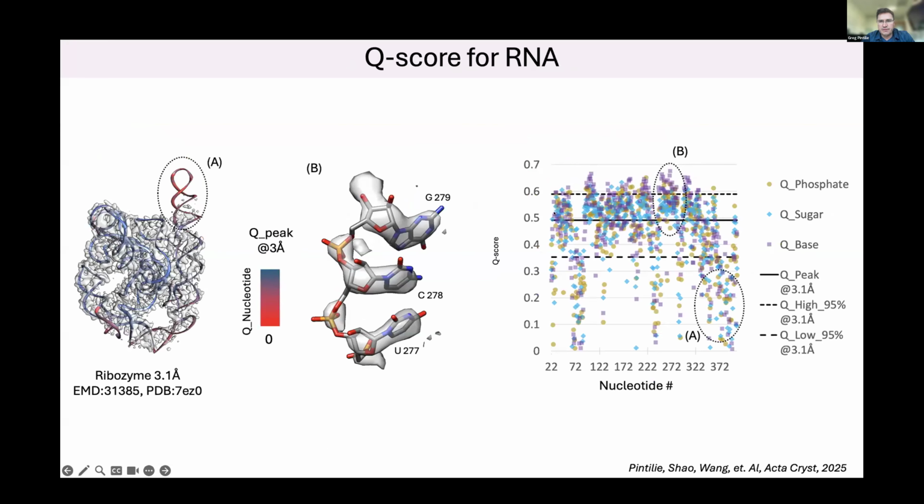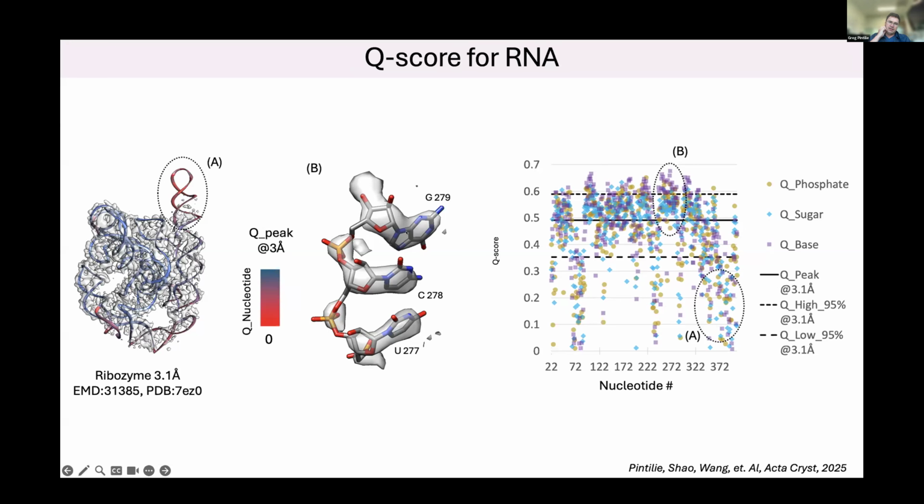You can do this for proteins or for RNA. So this is a plot of Q-scores for RNA. We look at the phosphate group, which is the backbone of the RNA; the sugars, which is the ring that connects to the phosphate; and then finally the base, which is on the end of the nucleotide. Here we can see regions that are not resolved, which have Q-scores outside the range, and then there are residues that are well resolved, and those are within the range.